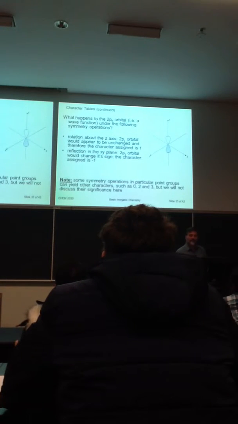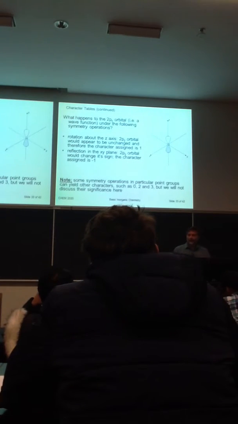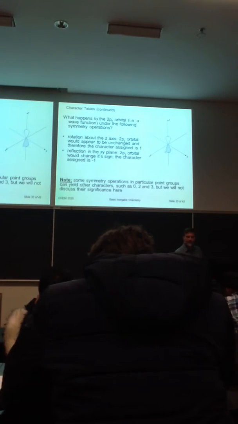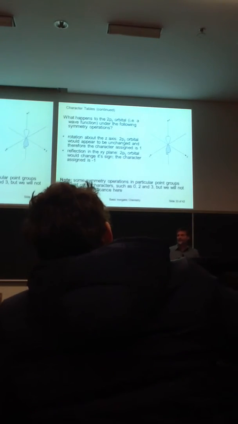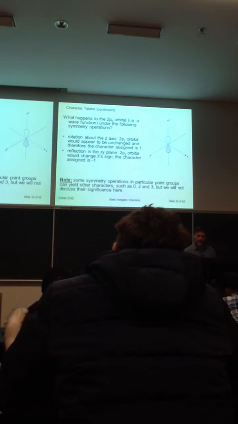Okay, let's say we want to consider rotation about the z-axis. We want to do this type of rotation about the z-axis. Well, if we do that type of rotation, nothing changes on that pz orbital. This end stays up here, this end stays down there. The sign of the wave function doesn't change. Nothing changes, so that is assigning a character of 1. 1 is unity. There's no difference, no change.